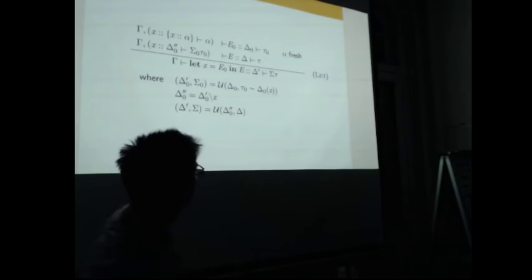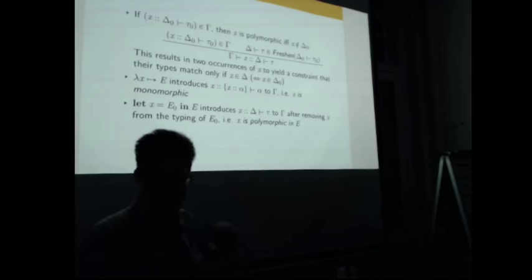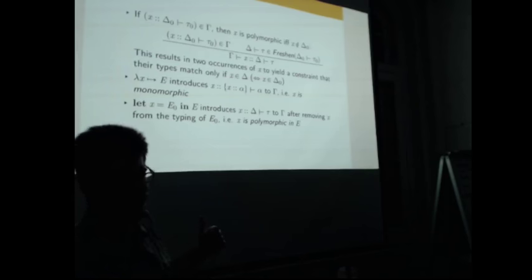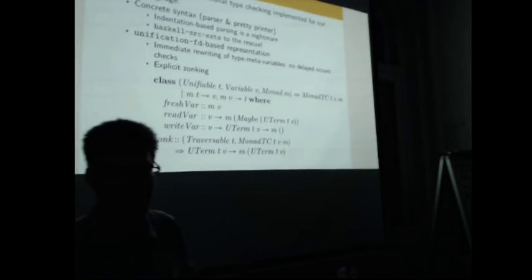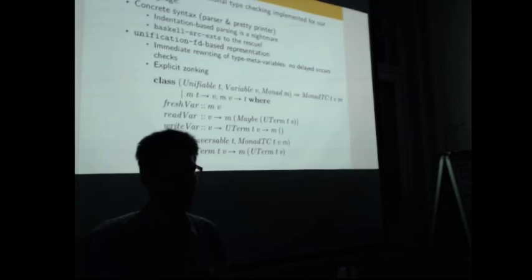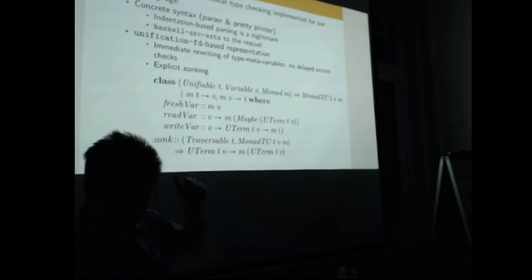So, okay. Given all this, what does this all buy us? To demonstrate that, I did a quick implementation of this type checker, which is on GitHub, and so this is a link.